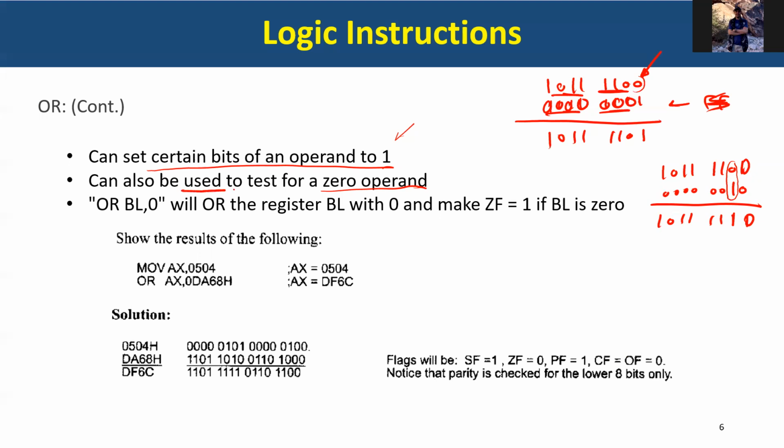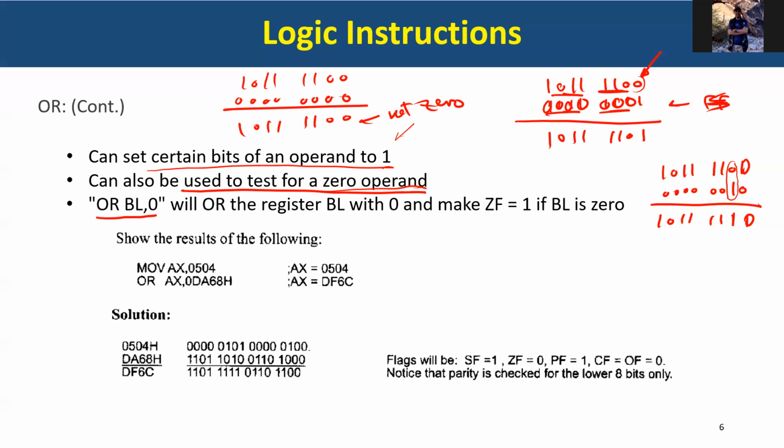We said it can also be used to test for a 0, just like the AND. In that case, we can say OR BL, 0. With the AND, we said AND BL, BL. You AND it with itself. If it's 0, then the result will give you 0. Here, to test for a 0, you OR it, I'm sorry, with 0. So for example, in the same case, that variable is not 0. When you OR it with 0, it will give you the same value again, so that's not 0. But if it was 0, 0 OR 0 will be 0, and in that case, the zero flag will be set.